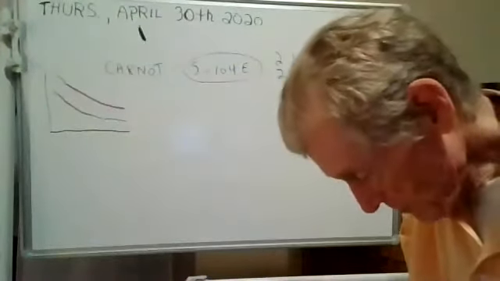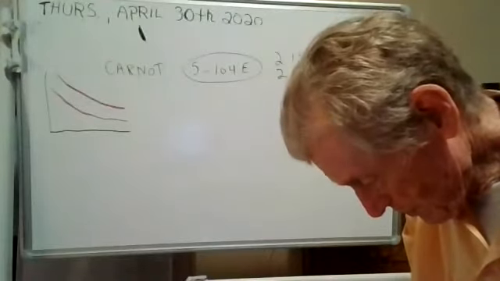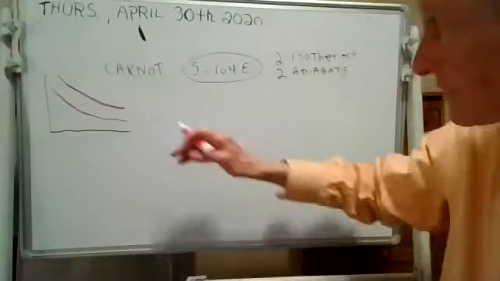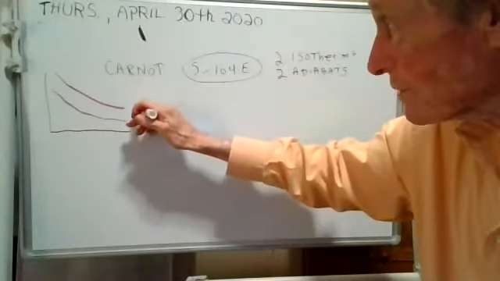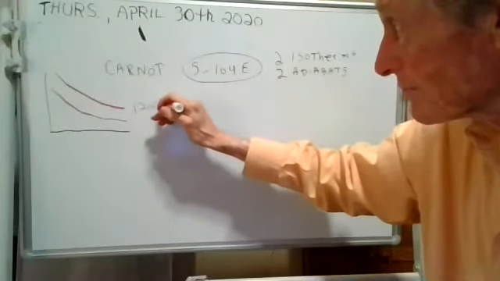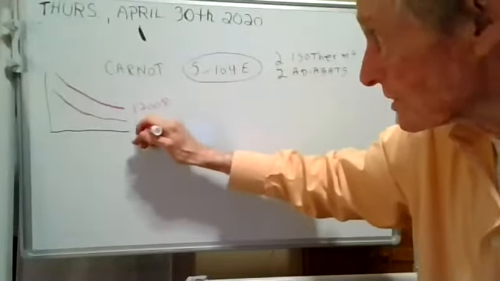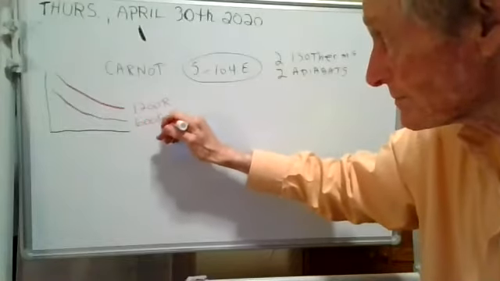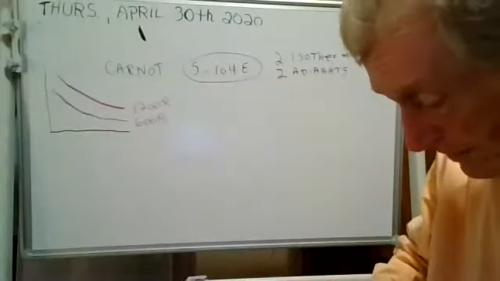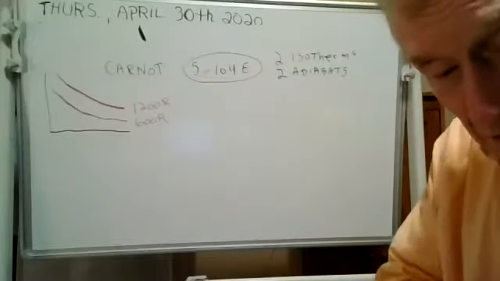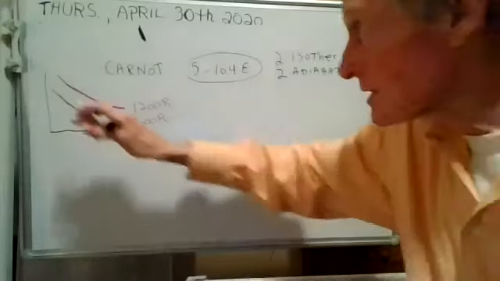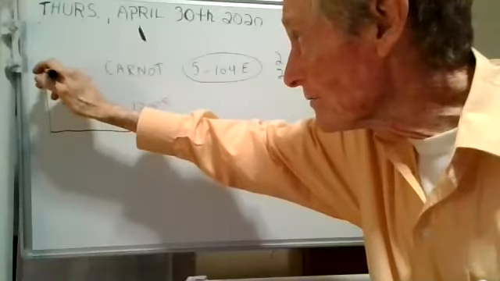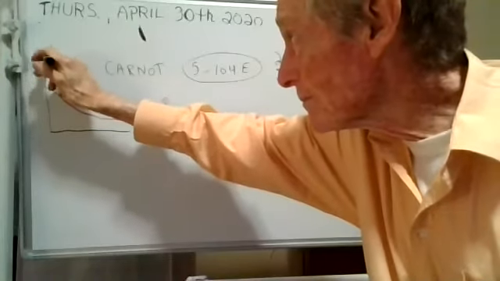Do they tell us the temperatures of those? Let me read it. It says here, 1200 Rankine and 600 Rankine. This one's 1200 Rankine. This one's 600 Rankine. We're working in English. We've got to know how to work in English. And we're doing a PV diagram.